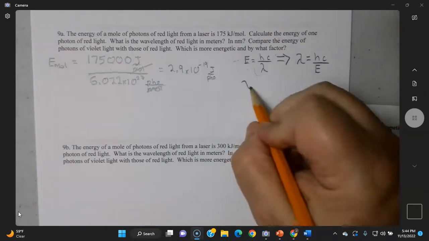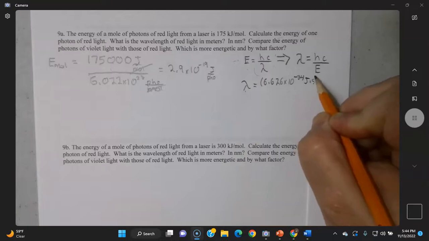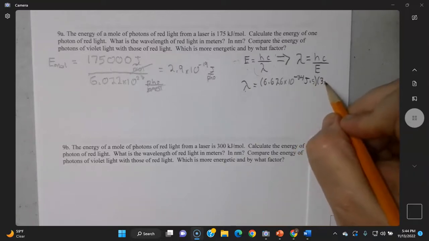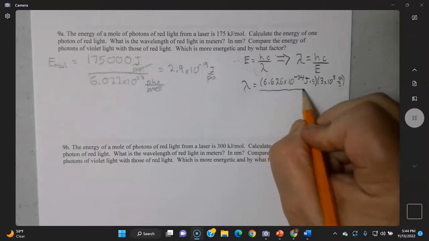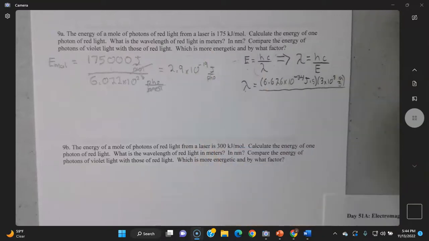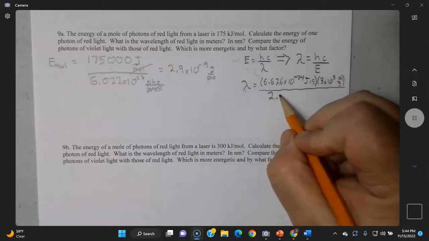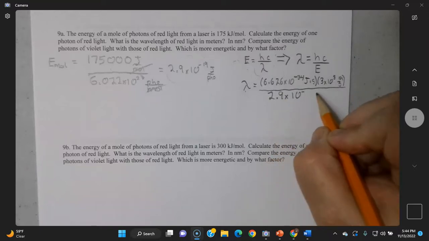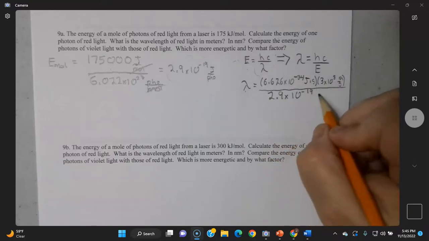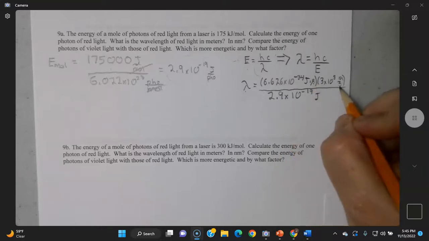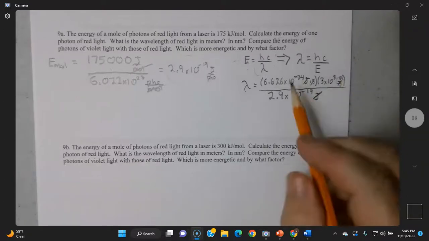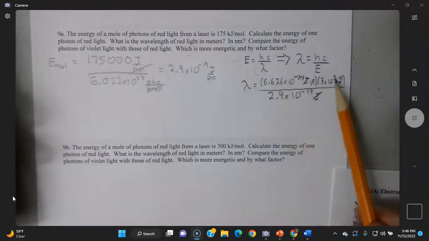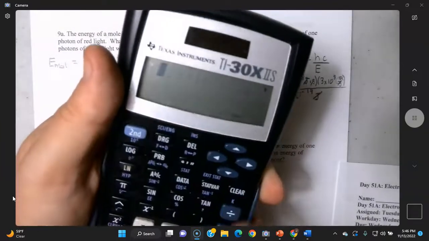Okay, so we come on down here. And then this was the energy in joules. So seconds cancels with seconds, joules cancels with joules, and what I end up with is meters here. So I'm going to multiply this times this divided by this. Okay, now I'm going to multiply this times this divided by this. Again, I'll show you one more time because it can be a little tricky.